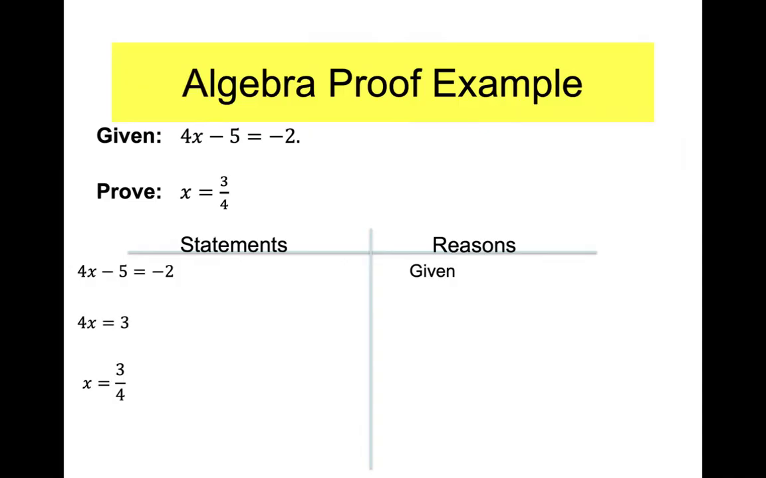But I've got to justify that step from the book of truth. So what property do we have that, if you start with an equation, allows you to add 5 to both sides? Well, hopefully you know the answer to that. That's the addition property. So I simply write addition property. Okay, so that line is done.